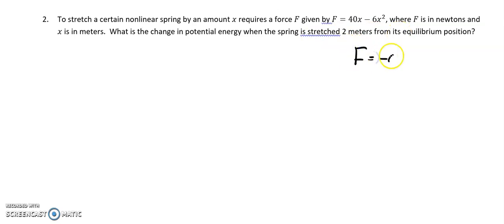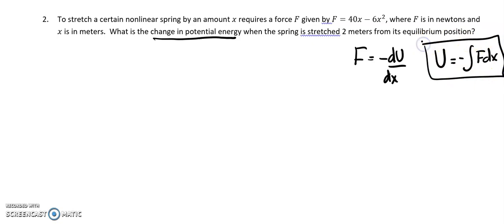Just to start, I'm going to write down my equations again. So I have F equals negative du/dx, and U equals negative integral of F dx. In this case, we want to find the change in potential energy, so I am going to use this equation right here. I'll go ahead and write it out and then start to plug things in. So U is negative integral of F dx.